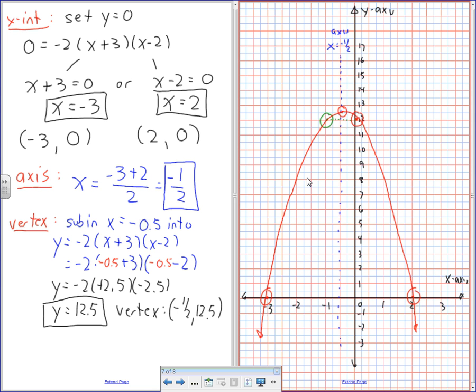Okay, and I'll put my title on here, which is going to be y equals -2, x plus 3, x minus 2. Please put a star and a heart beside this question, because this is guaranteed to be on your test.